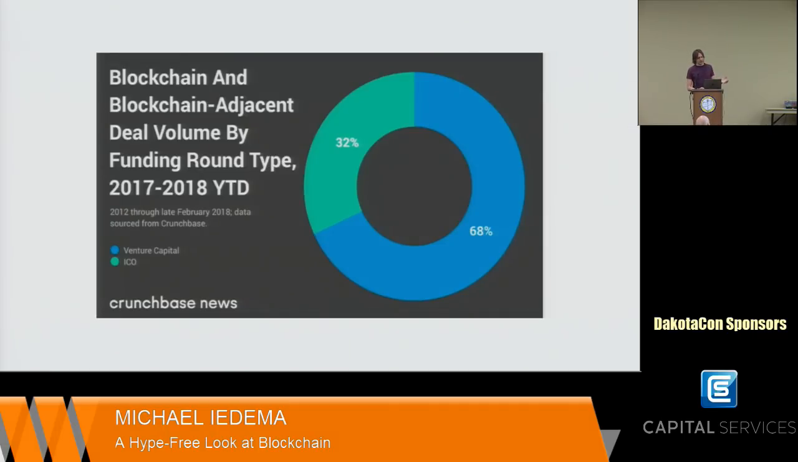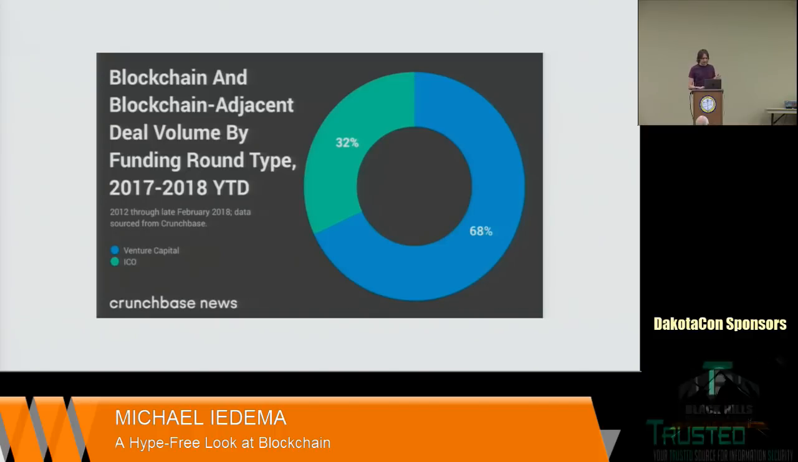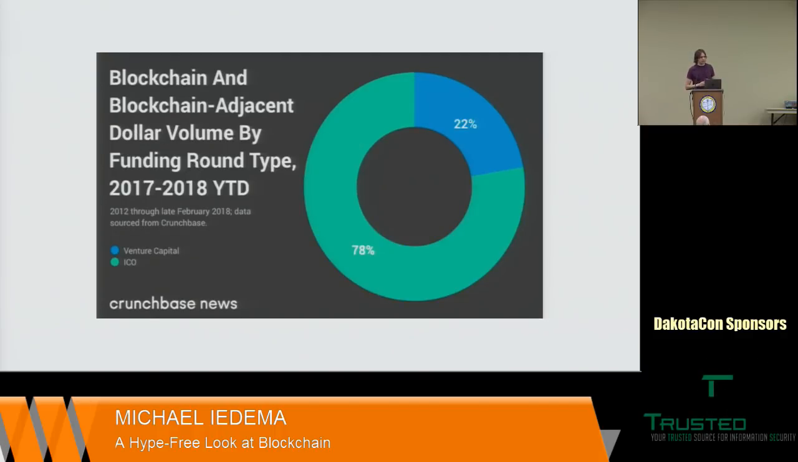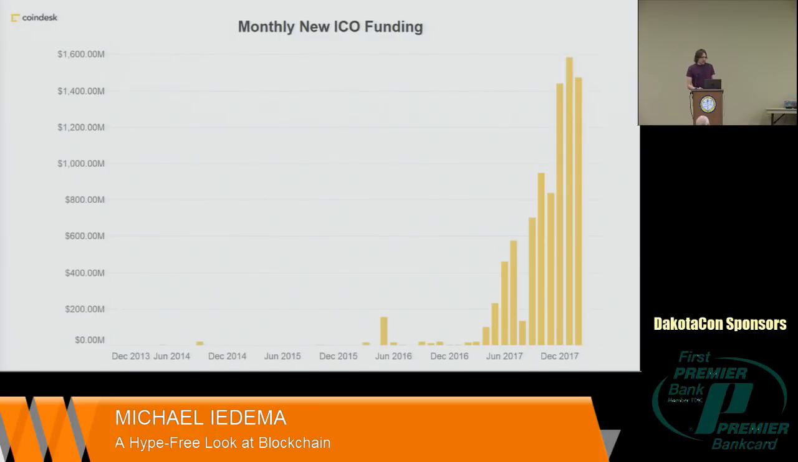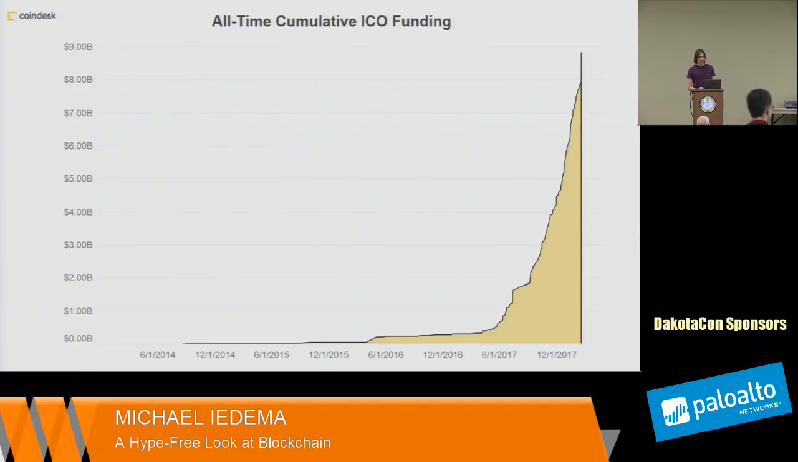So what we're seeing is that based on deal volume, the amount of deals that are closed, there's still more deals being closed in venture capital than in ICOs. But the amount of money coming in from those initial coin offerings is massive. It's 78%. It's 4/5 of the money coming in is coming in from ICOs. Last month, it was 1.4 billion in ICO investment. Total, it's about 8 billion.